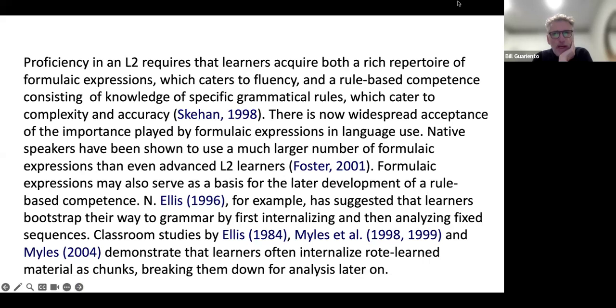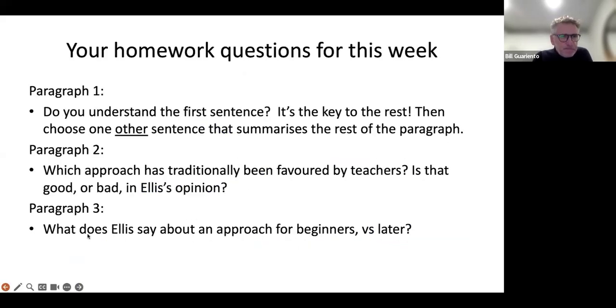There is now widespread understanding. There is now widespread acceptance of the importance played by formulaic expressions in language use. So the first time I read it, I agreed with Mais and Hala and Esra. And then I read it again, I wasn't sure. Okay, but those are two important sentences. Right. Well done. Let's look at paragraph 2.